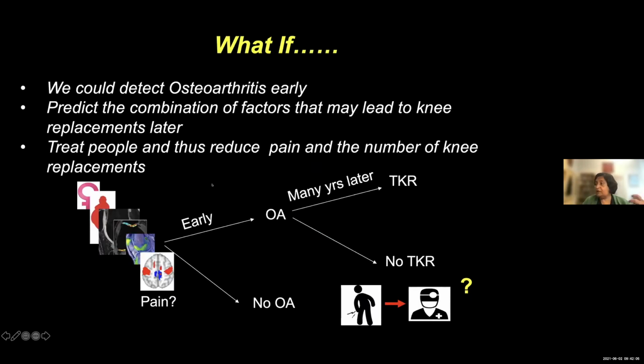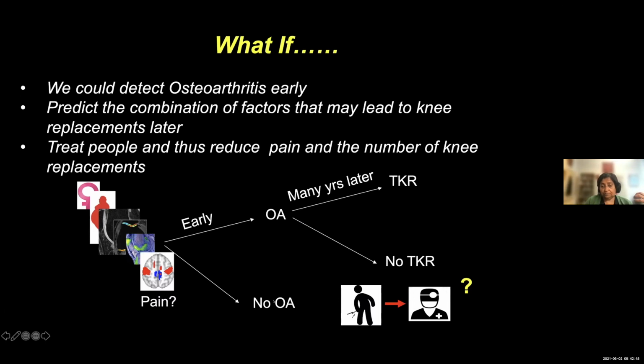Wouldn't it be great if we could detect osteoarthritis early, predict the combination of factors, gender, obesity, all of the imaging features. We haven't talked about some of the bone interactions, but also, wouldn't it be great if pain was no longer subjective, but fMRI markers of pain could be identified? And this is something that is ongoing in terms of lower back pain. There are some studies in osteoarthritis where functional MRI and resting state MRI are being used to locate pain in these kinds of conditions.